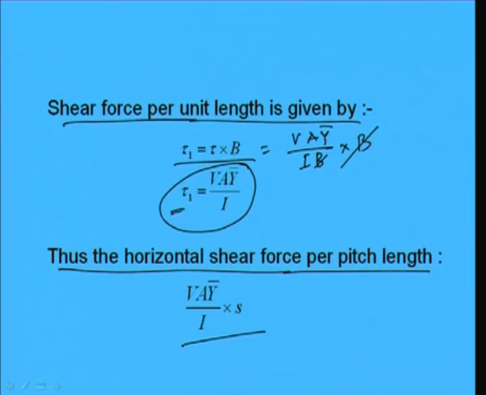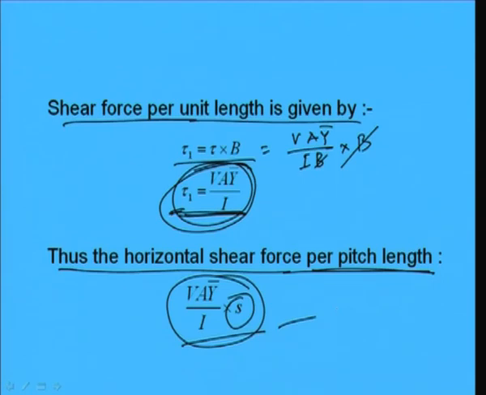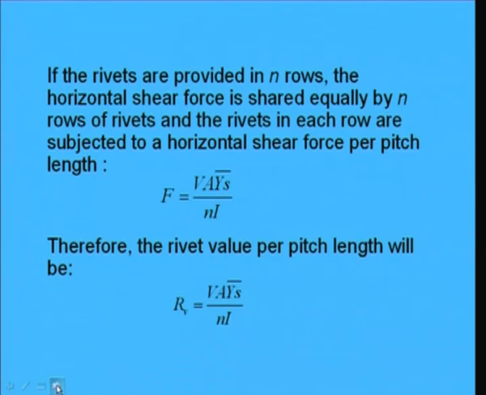Now, shear stress per unit length is this, means shear force per unit length. So, shear force per pitch length can be found out if we multiply with the pitch, where S is the pitch, right. So, this is the horizontal shear force per pitch length, V A y bar by I into S. Now, how many rivets are there per pitch?